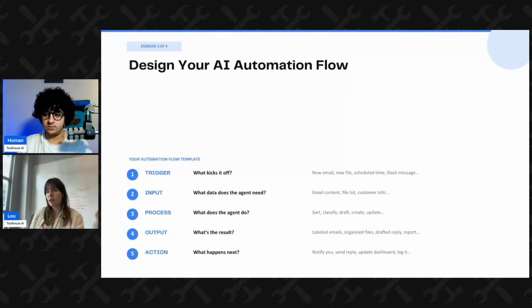What is the trigger for the action? What input does the agent need? What is the process? What does the agent actually do? What's the result? And then what is the action? What happens next? So we are going to go through and talk through a specific use case and go 1, 2, 3, 4, 5 from trigger to action. And then we're going to ask all of you to go through the same exact process for your use cases.